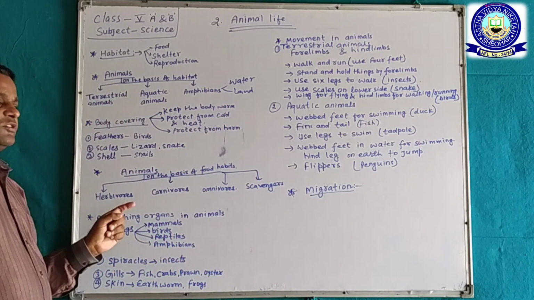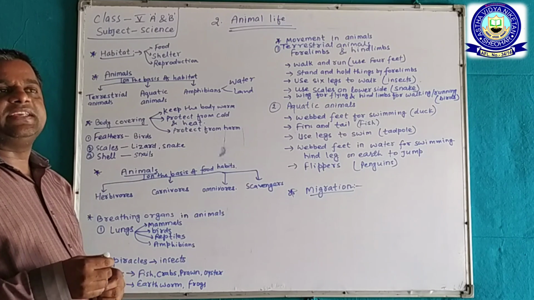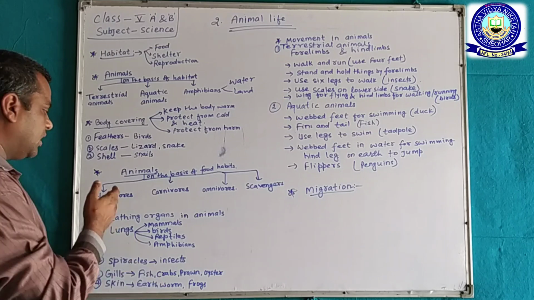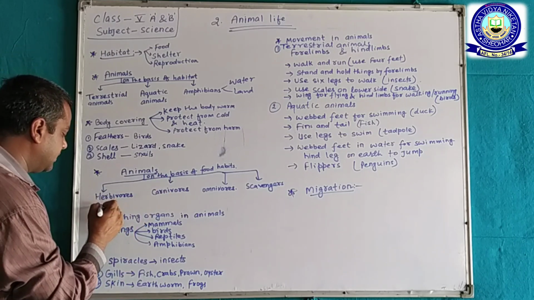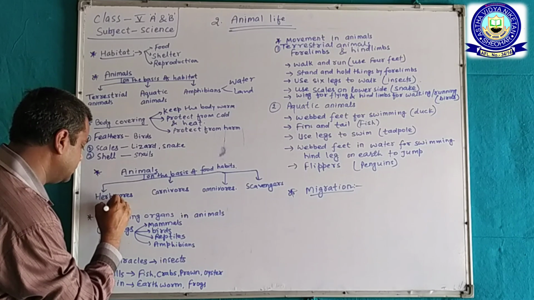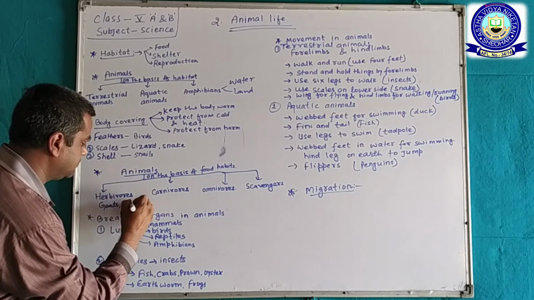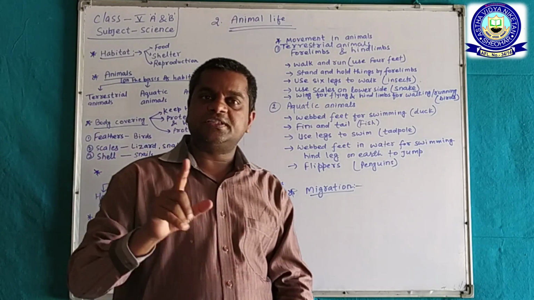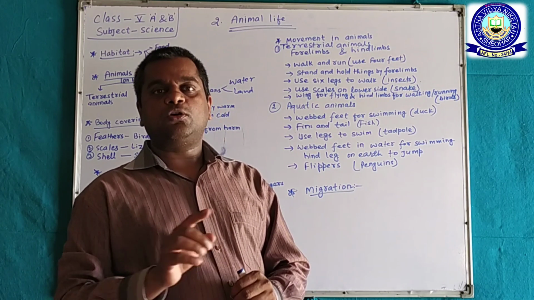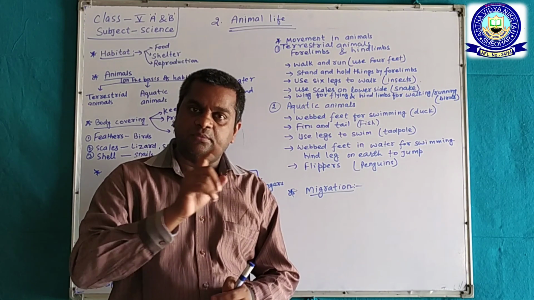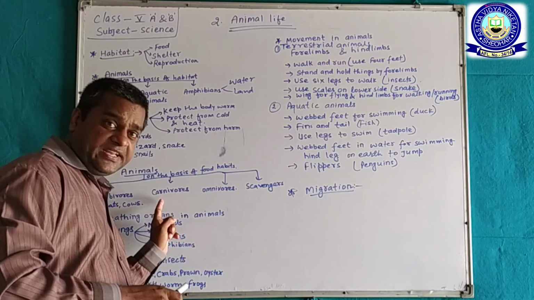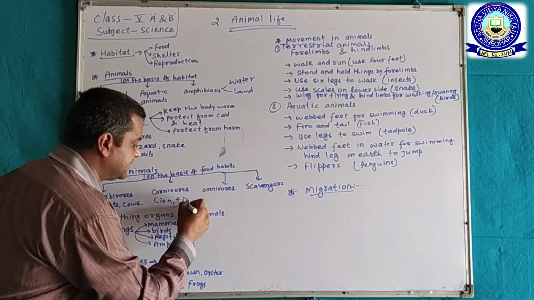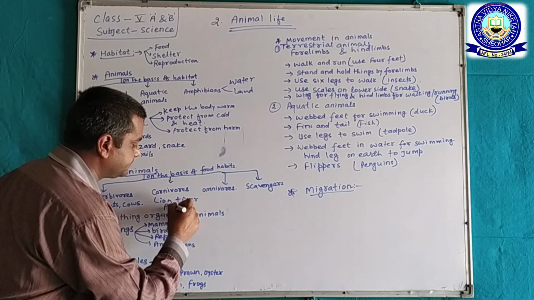See, herbivores, those animals which eat only plants and plant products, are called herbivores. As for example, goat, cows, etc. Okay. Carnivores, those animals which eat only flesh of other animals are called carnivores. As for example, lion, tiger, panther, etc.